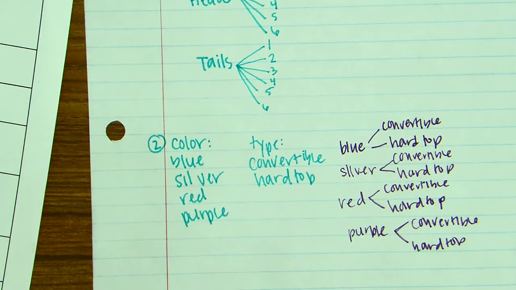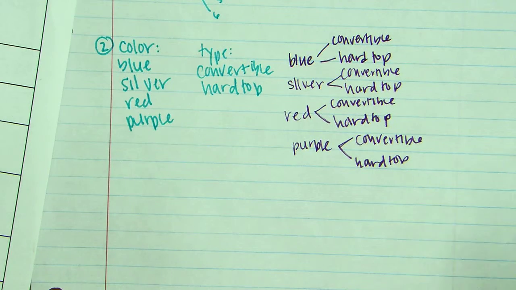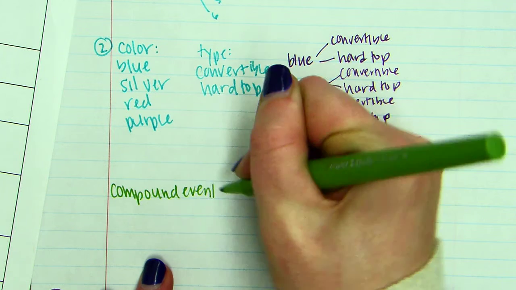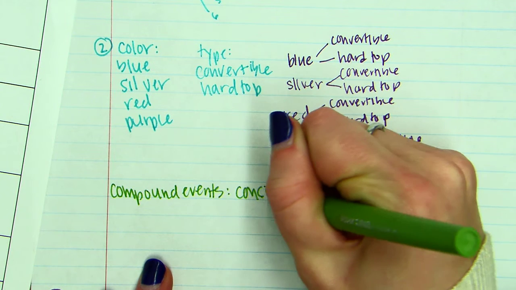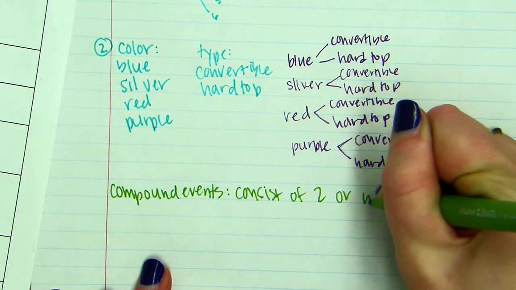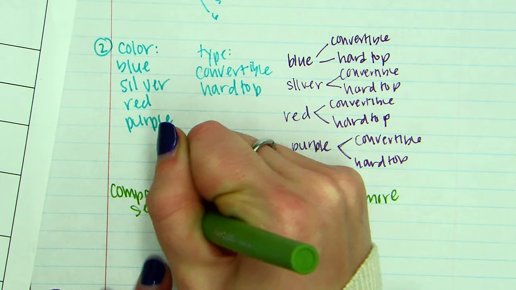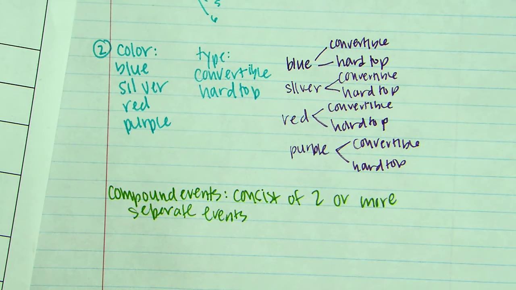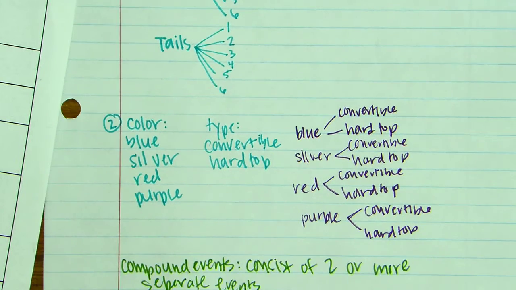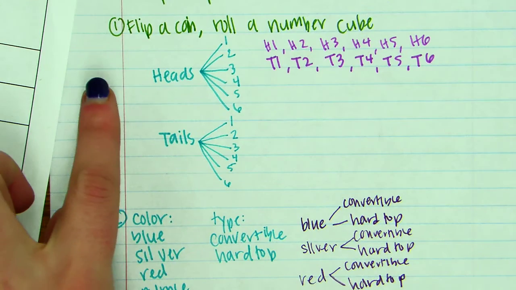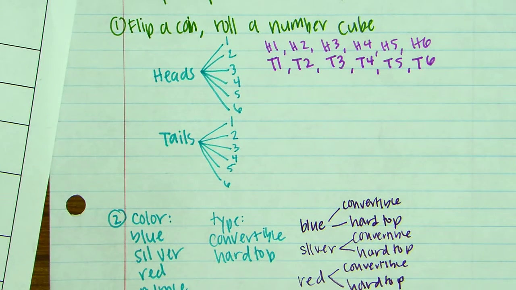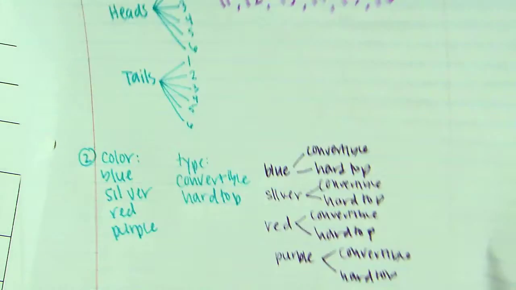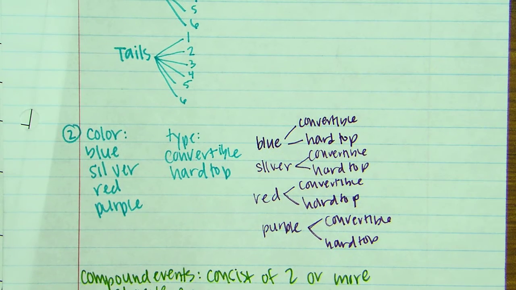The only other thing we need to talk about is compound events. And compound events consist of 2 or more separate events. So both of these examples we already talked about are compound events, right? Flipping a coin and rolling a number cube are 2 separate events. Picking a color and a type for the car are separate events. So when we're finding the probability of one of these, it's the same as the probability we did in 9.1.